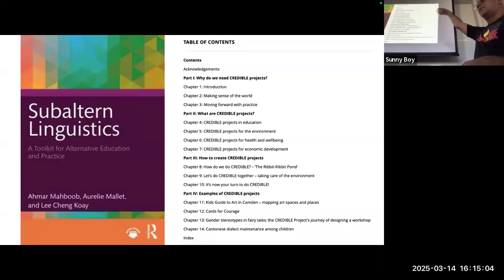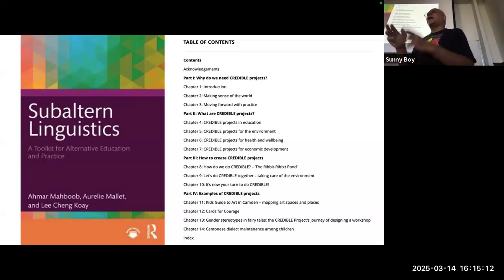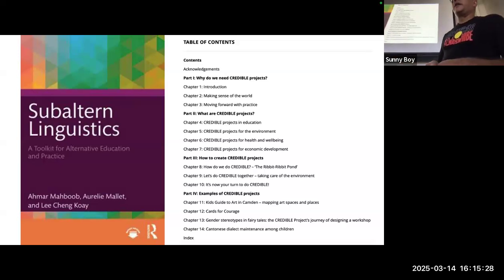Part one is where we talk about the issues. Chapter one introduces the need for the project. Chapter two moves us away from looking at any discipline, or even linguistics perhaps, and looks at how we engage with the world through all of our sensory systems. So how do we create meanings with all of the sensory systems that we have, especially looking at taste, smell, and touch, which are often ignored in other aspects of linguistics. Then we've got examples in education, environment, health and well-being, and economic development. There are multiple examples from my students, but not all of them.